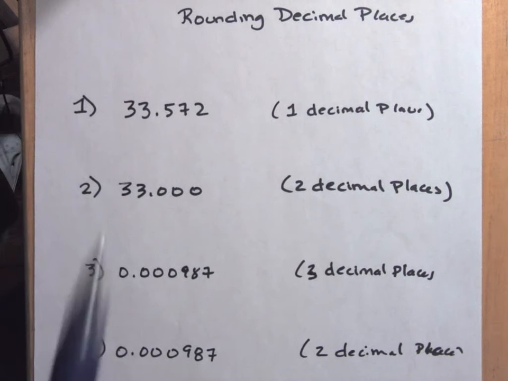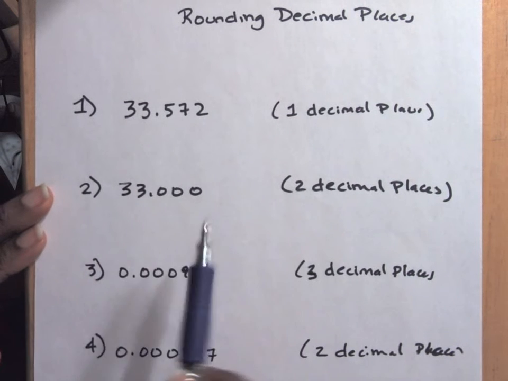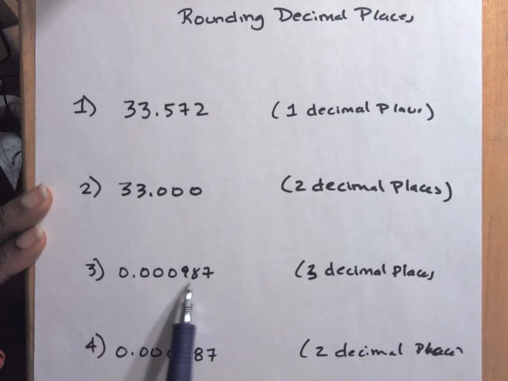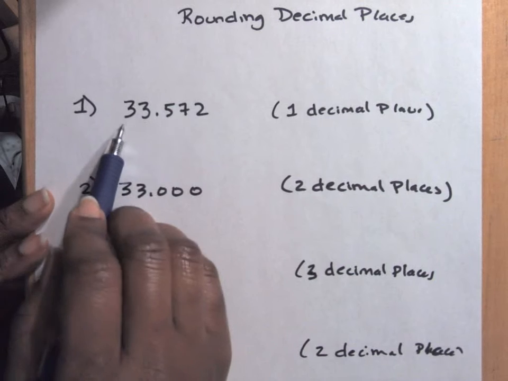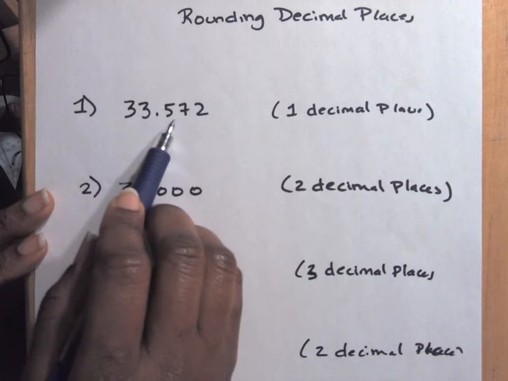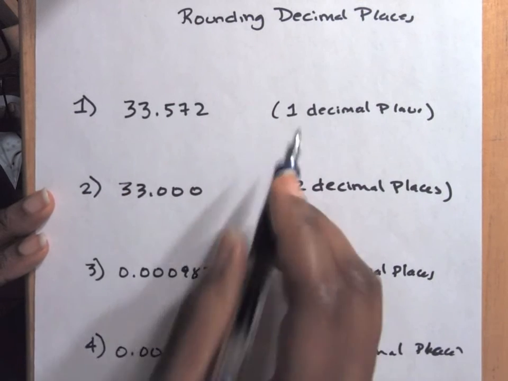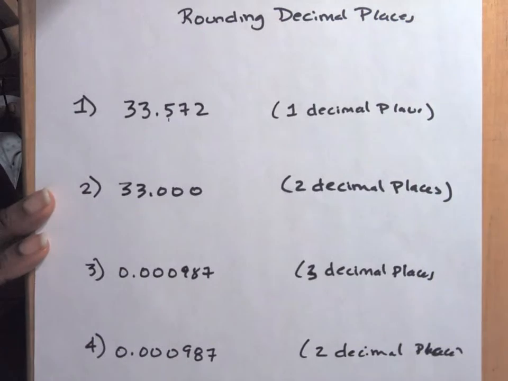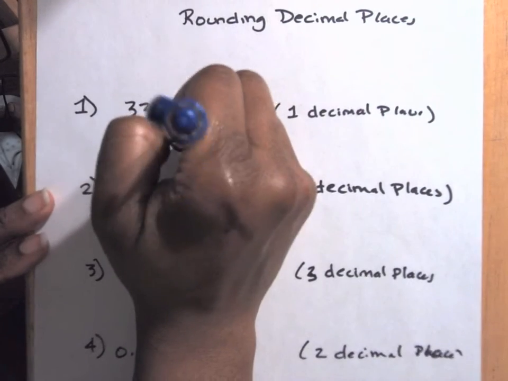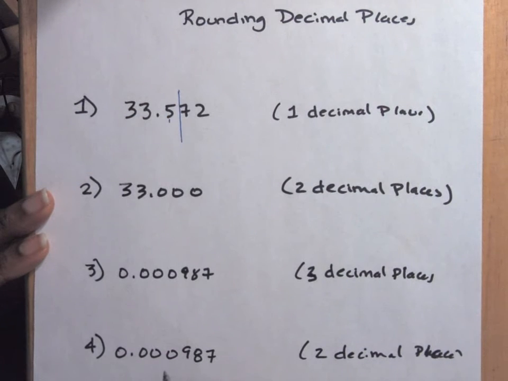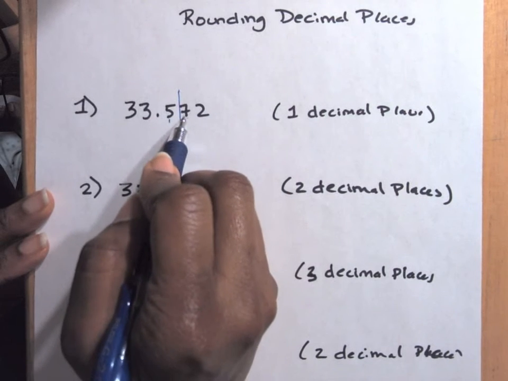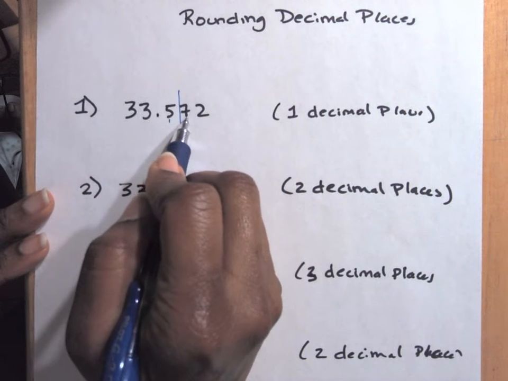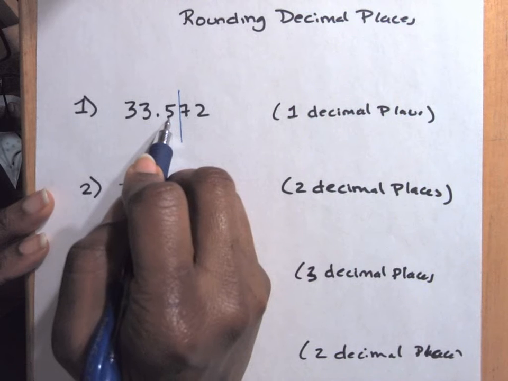remember that when we say decimal places, we're talking about all the numbers to the right of the decimal, whether they're zeros or not, and that's how you're going to figure out where your cutoff is going to be. So in this first example, 33.572, we want it to one decimal place, so this is one decimal place right here. That means my cutoff line is right here, between the 5 and the 7. And then remember, you always look to the number directly right of that cutoff line, and that will tell you whether you keep it at 5 or you round it up.